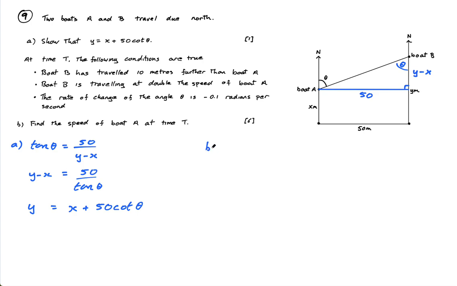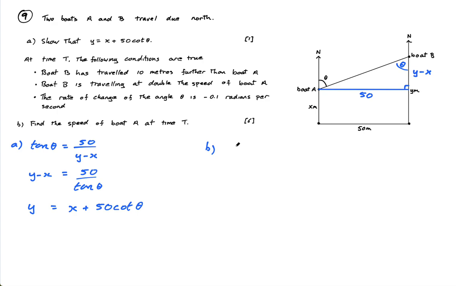Part B. Arguably, it was worth more than 1 mark, but anyway. So part B. At time t, the following conditions are true. Boat B has traveled 10 meters further than boat A. Boat B is traveling at double the speed of boat A, and the rate of change of the angle theta is minus 0.1 radians per second. Okay, so the speed of boat A is dx dt, because x is the distance he's traveled, so dx dt is the speed of boat A. dy dt is the speed of boat B.